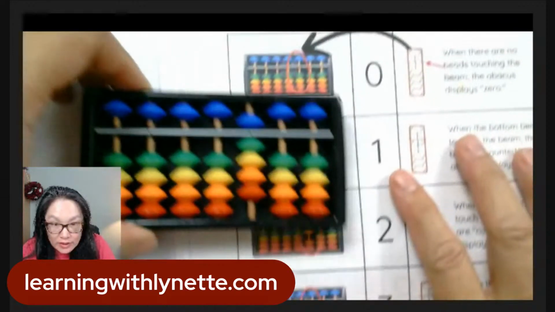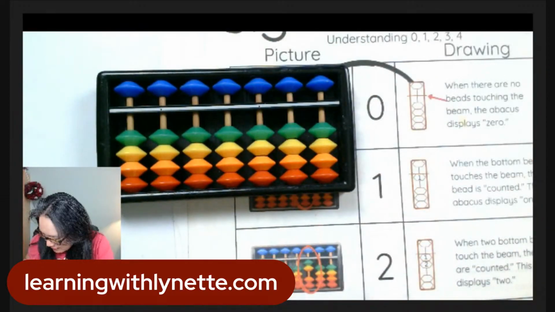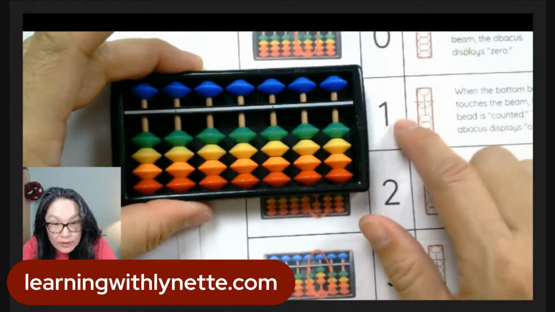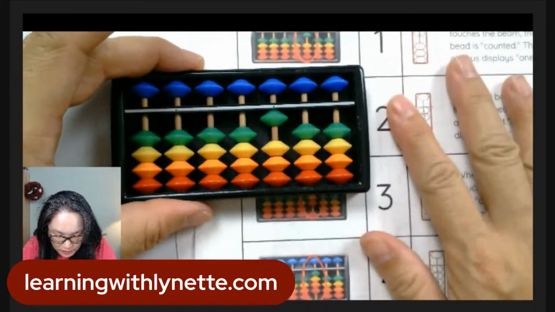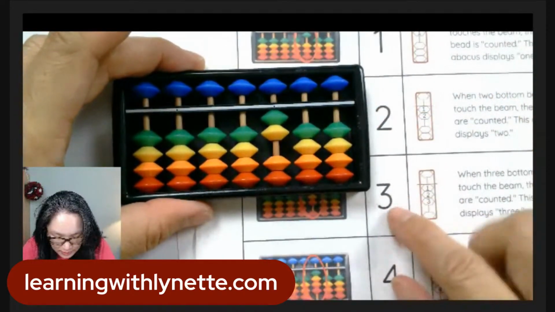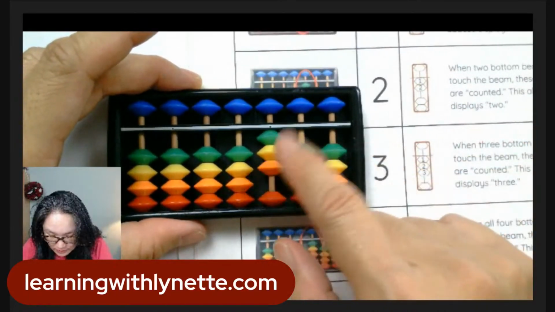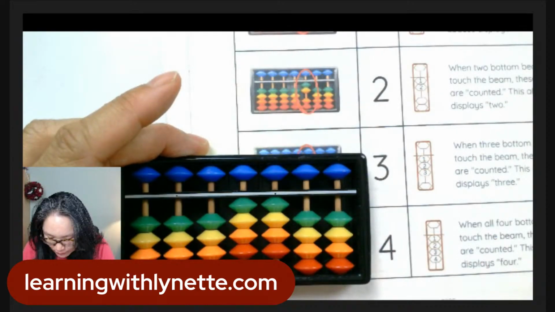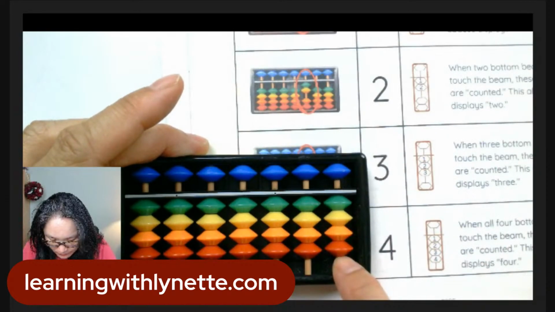So if we look, this is 0. When this is 0, that means none of the beads are touching the horizontal bar. That's 0. And then we have 1, and then 2. 2 looks like this. And then 3 looks like this. 1, 2, 3. And then 4. There's 4. These are all 4s, right?